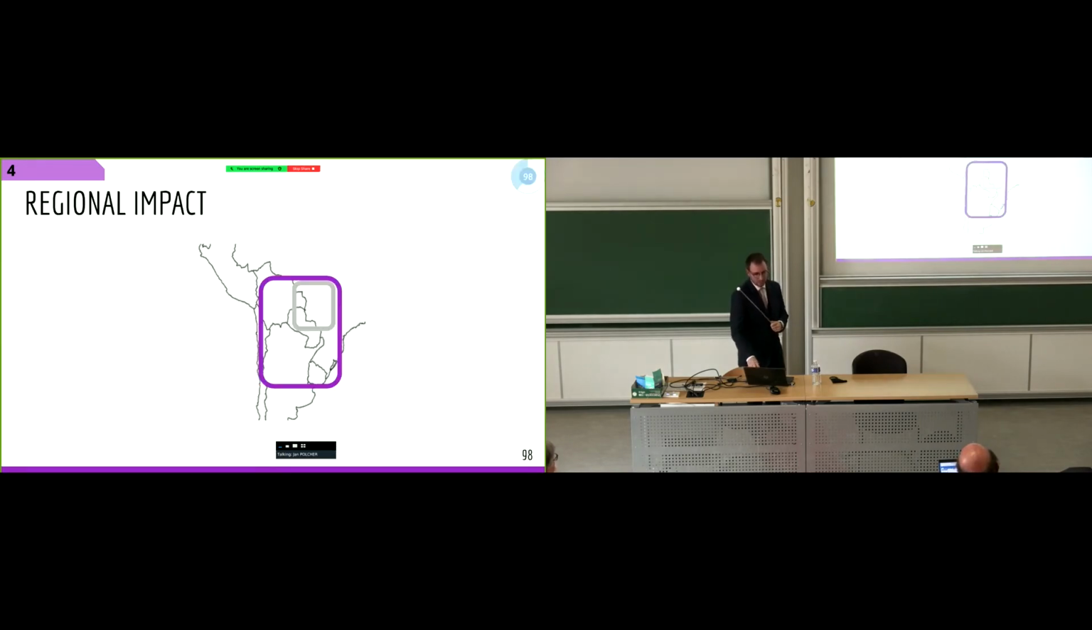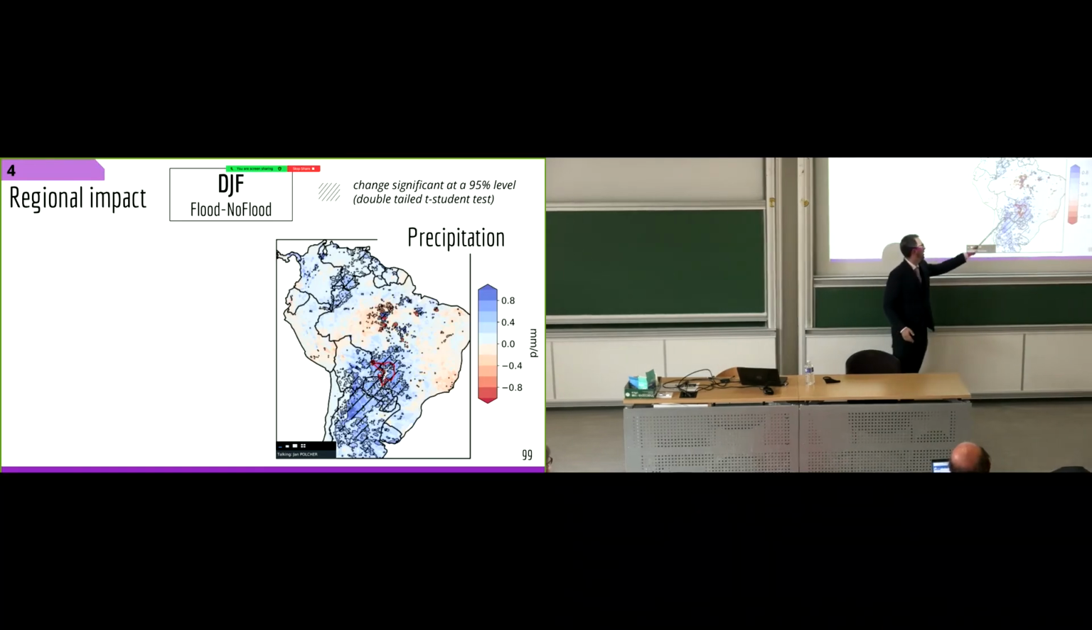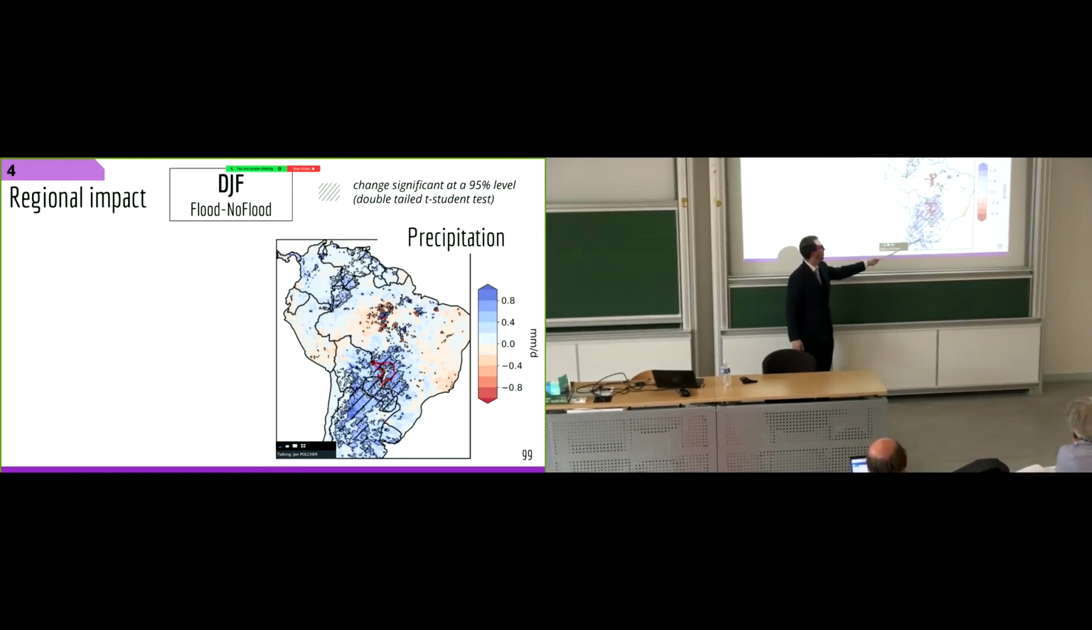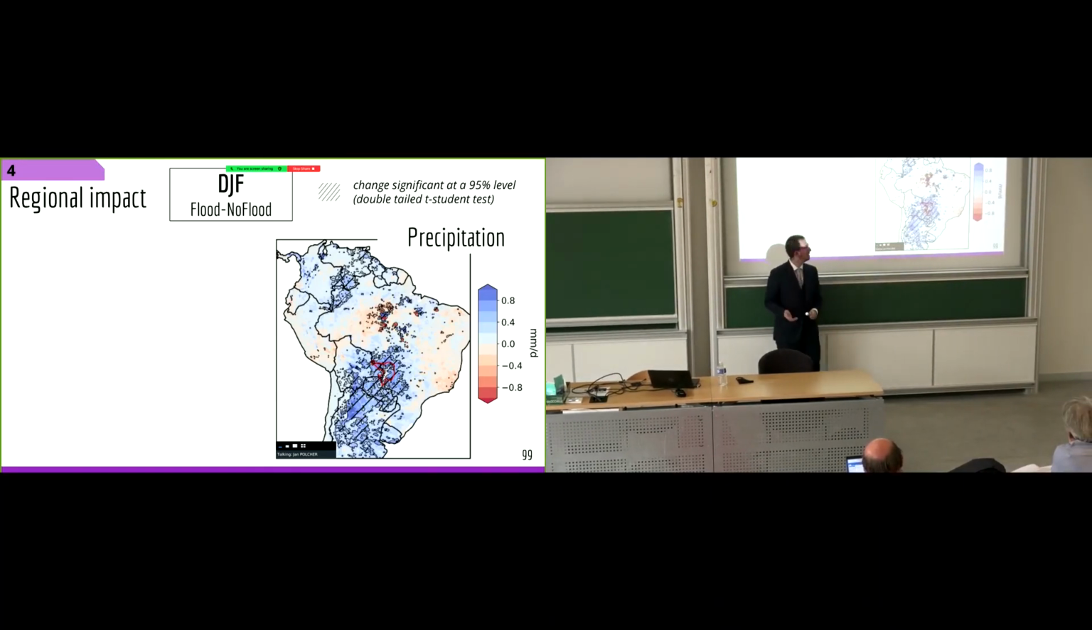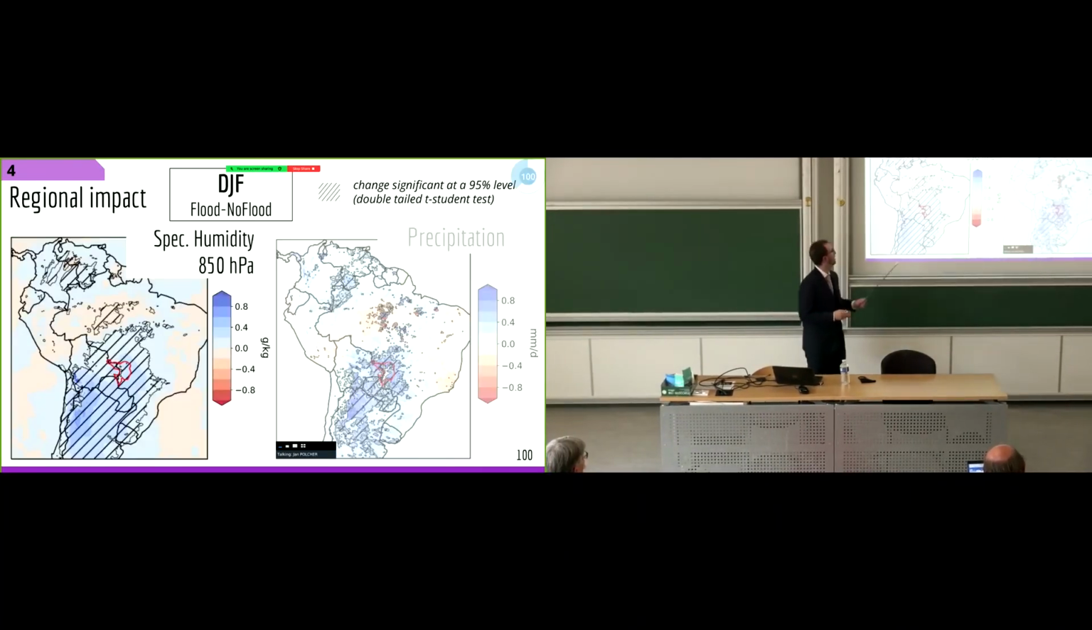And if we now look at the regional impact of the floodplains, first, looking at precipitation, you can see that this significant increase of the precipitation also occurs over the west of the La Plata Basin, and this is also related to the significant increase of specific humidity.